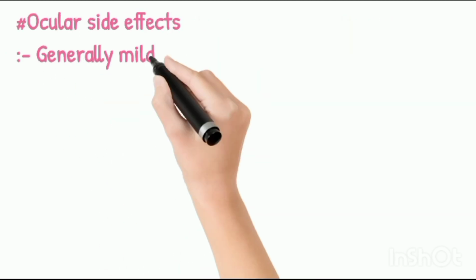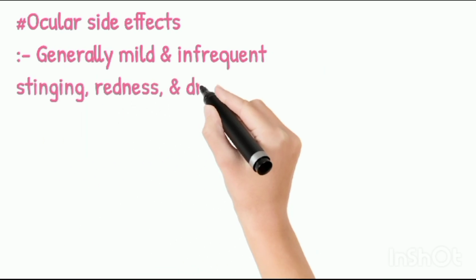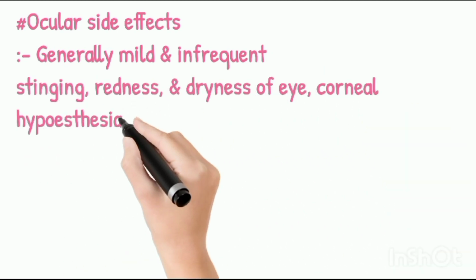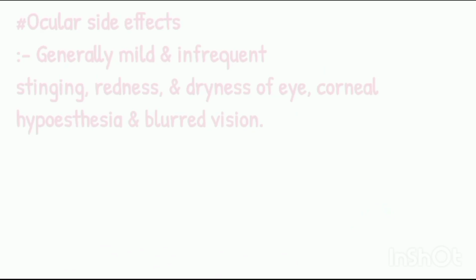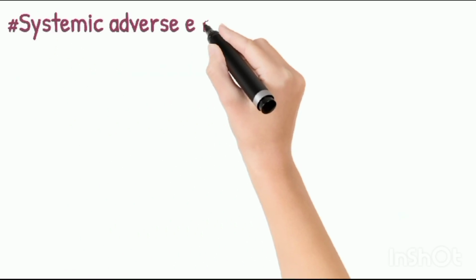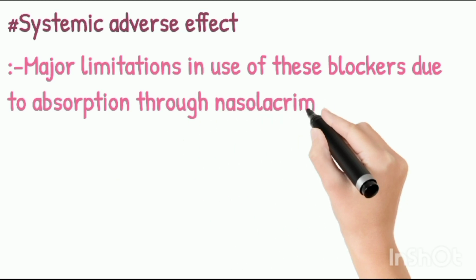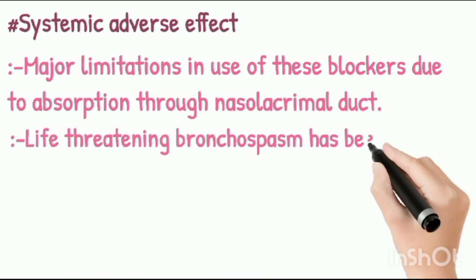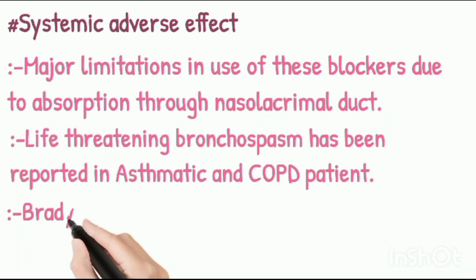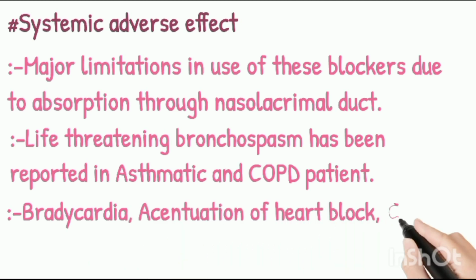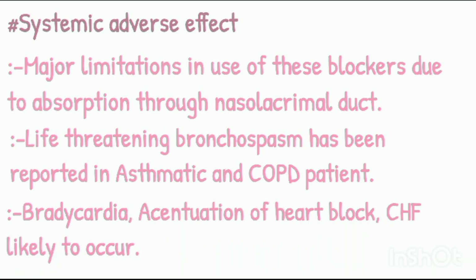Now, ocular side effects of these beta blockers are generally mild and infrequent: stinging, redness, dryness of eye, corneal hypoesthesia, and blurred vision. Systemic adverse effects of these beta blockers are a major limitation in their use due to absorption through the nasolacrimal duct. Life-threatening bronchospasm has been reported in asthmatic and COPD patients. Bradycardia, precipitation of heart block, CHF are likely to occur.